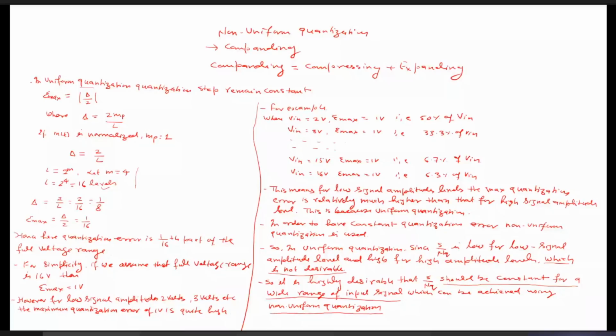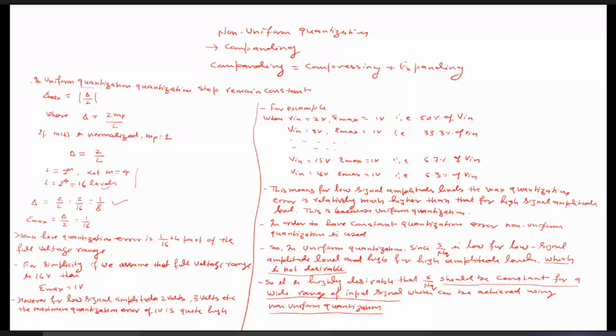We have made the assumption m equals 4 just for understanding why we go for non-uniform quantization rather than uniform quantization, although performing uniform quantization is quite simple compared to the non-uniform quantizer. So this epsilon max, the maximum quantization error in this particular case, becomes 1 by 16. Since we have normalized with respect to the input signal, that is m equals 1, we can say that this quantization error is the 1/16th part of the full input voltage range.